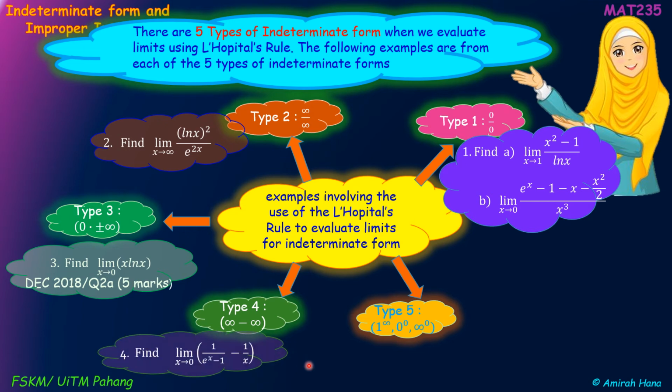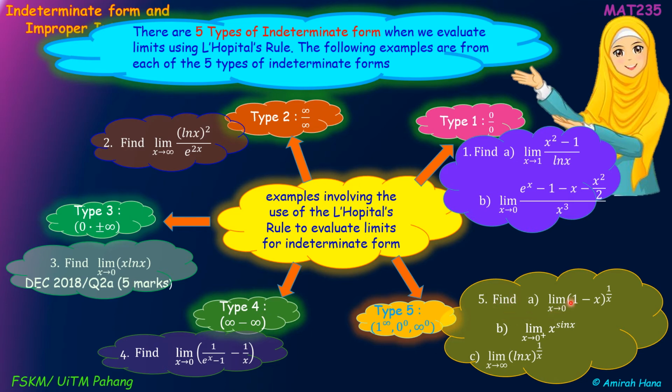And then if we have limit x to 0 of 1 over e to the power of x minus 1, minus 1 over x. If we use direct substitution, e to the power of 0 is 1, so we have 0 in the denominator. So we have 1 over 0 minus 1 over 0. 1 over 0 is infinity. So this is infinity minus infinity. So this is under type 4.